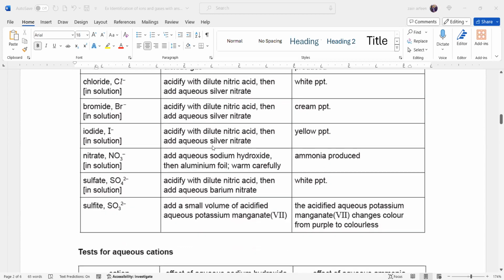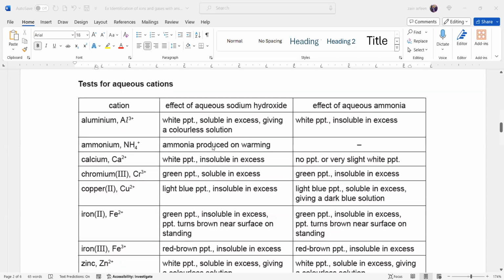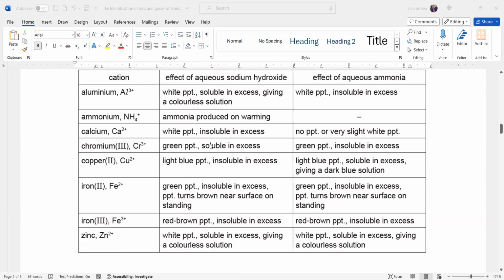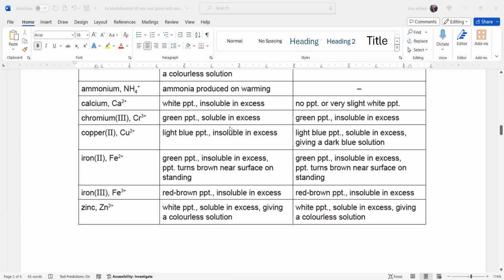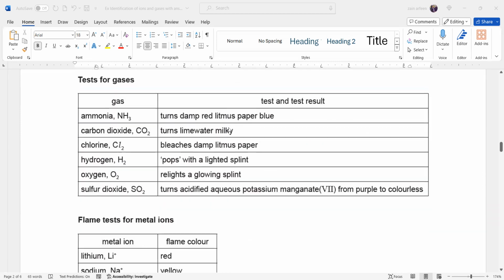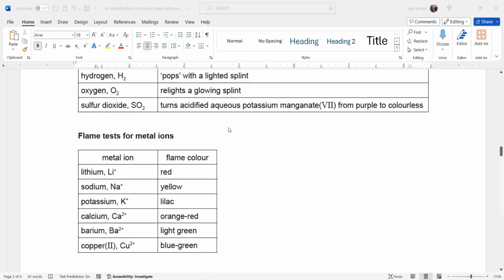Sulfate, sulfide, nitrate ions. For paper 6, you don't have to memorize this. This will be there in exam. You just have to use and write the answer. And these are the tests for the cations, the positive ions, and tests with aqueous sodium hydroxide and aqueous ammonia in 5 drops and in excess, what you'll observe. And these are the tests for the gases: ammonia, carbon dioxide, chlorine, hydrogen, oxygen, sulfur dioxide.